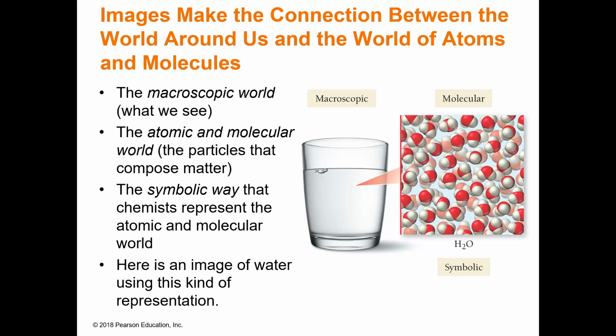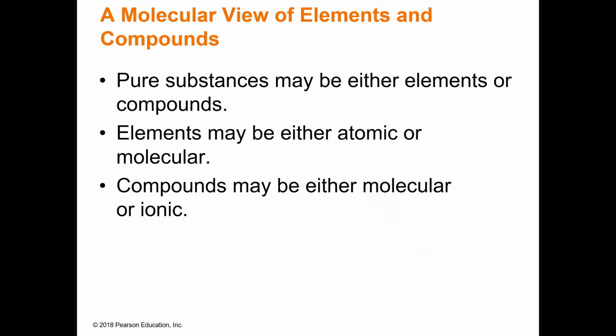This image shows 3 levels: the macroscopic world, which we interact with every day, the atomic and molecular world, where the particles actually live, and the symbolic representations we use in chemistry, like formulas and models. Understanding chemistry means learning to translate between these levels.